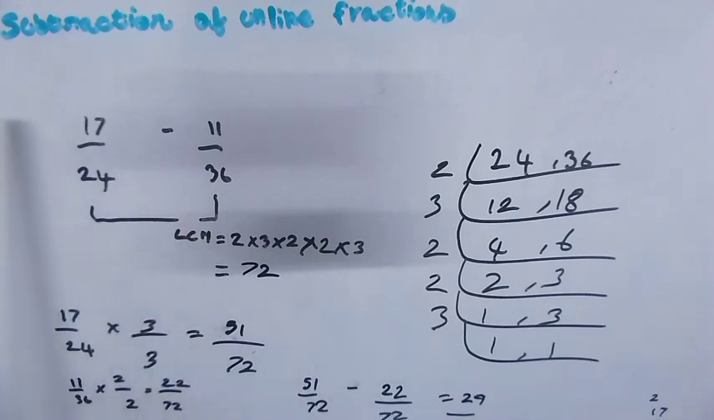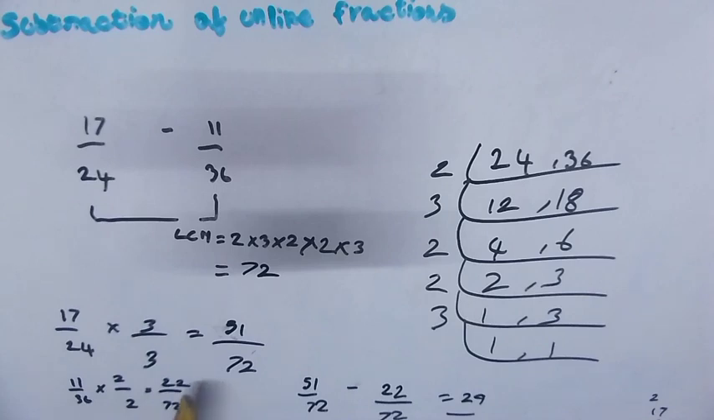So I've written the first fraction here, 17 by 24, multiplied by dash equals dash, and the denominator should be the LCM. So 24 into 3 equals 72, and as 3 is here, the 3 will be carried on to the numerator, so 17 into 3 would be 51. So next is the 11 by 36 fraction. So 11 by 36 into dash equals dash, and the denominator here will be 72 as it's the LCM. So 36 into 2 would be 72, and the 2 would be carried on to the numerator, so 11 into 2 would be 22.